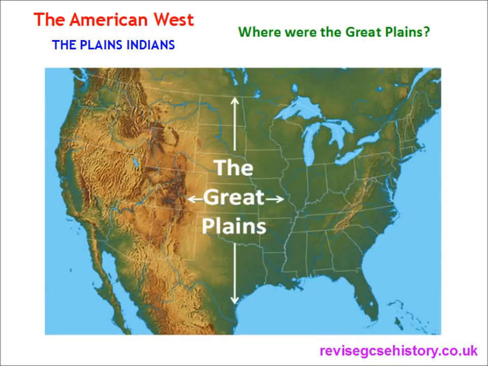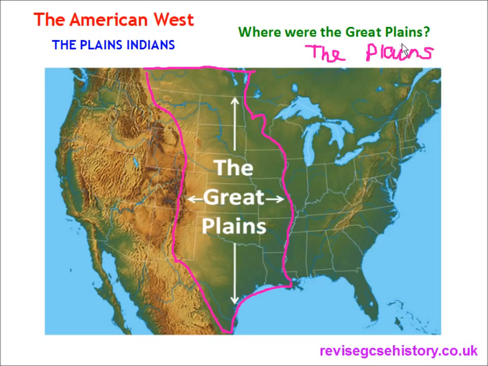So, the Great Plains. Where were the Great Plains? This map here shows where the Great Plains were, and I'm just going to draw this line down here. Whoops, bit of a wiggly line, but never mind. And I'm going to draw this line just down there. So the Great Plains were in this space between these pink lines. They were the Great Plains, or we sometimes just call them the Plains.